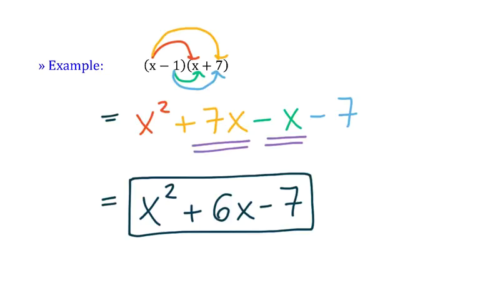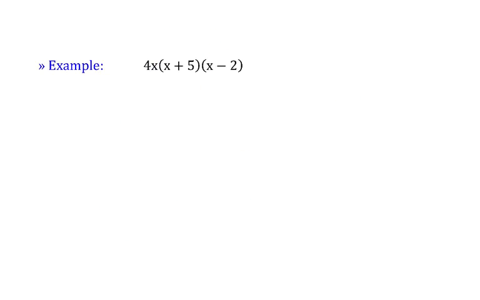Now what happens if our example becomes a bit more complicated? So in this example I have a 4x out front of the two binomials. So you can do this a few different ways. I'm going to go ahead and work on foiling our binomials first, cleaning up that result, and distributing this little 4x term out front at the very end. So let's go through that process.